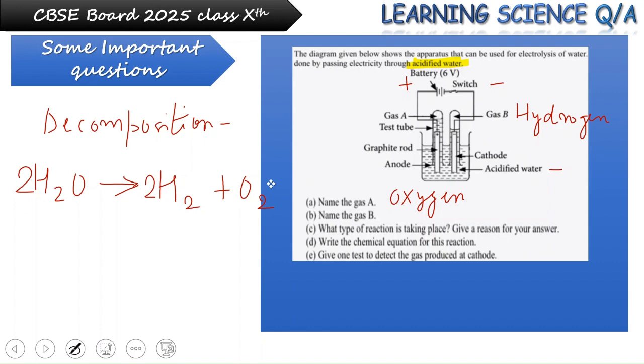Again we have the same question. Give one test to detect the gas which is produced at the cathode. Now the same test will be applied here also, because wherever hydrogen is released, it will be burning with a pop sound. Why they have not asked you to detect the presence of oxygen?